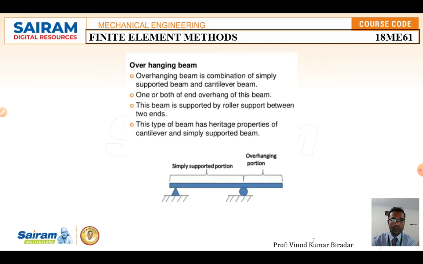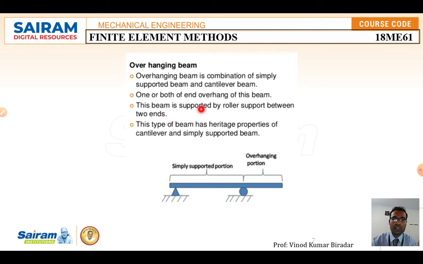Coming to the overhang beam. Look at this diagram. Here one end is fixed on the roller support, and this extra portion is called the overhanging. Such a portion or such a beam we are going to call an overhang beam element. An overhang beam is a combination of a simply supported beam and a cantilever beam, with one or both ends of the beam overhanging.